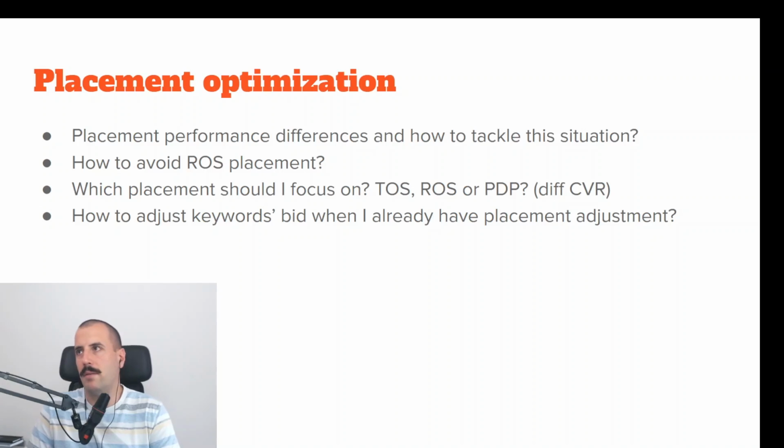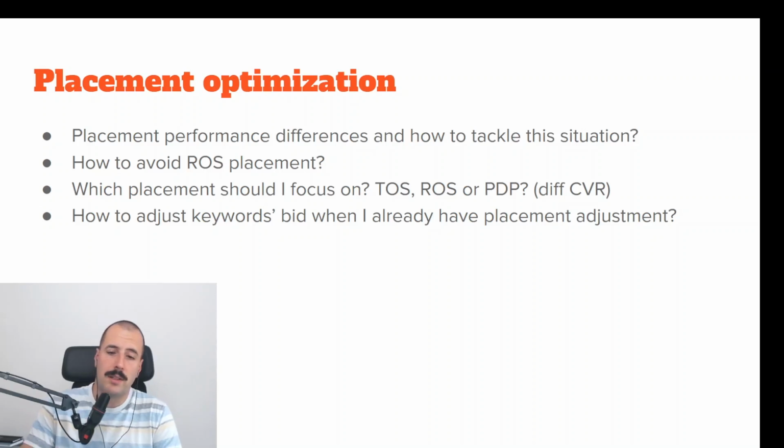Okay, so the first one is that very often we have different placement depending on the environment. So you can maybe have high CPCs on top of search and then mid-range CPCs on rest of search, but lowest on product display pages or PDP. Now, what you can do is slowly start to increase. There are also placement calculators, but you can also slowly increase the placement adjustments for certain placements.